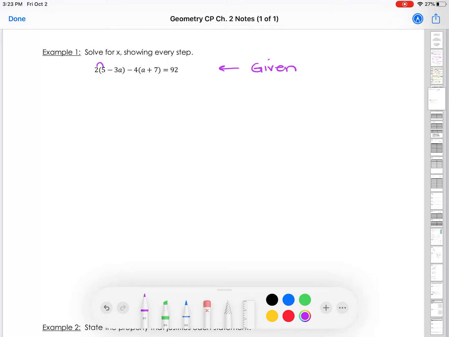So we will multiply 2 times 5 and get 10. We'll do 2 times -3a. We'll do -4 times a. And we'll do -4 times 7. And that's going to equal 92. And what allowed us to do that was the distributive property.